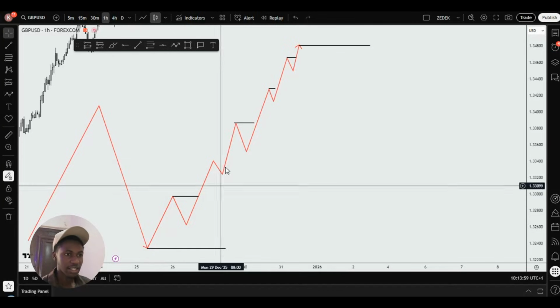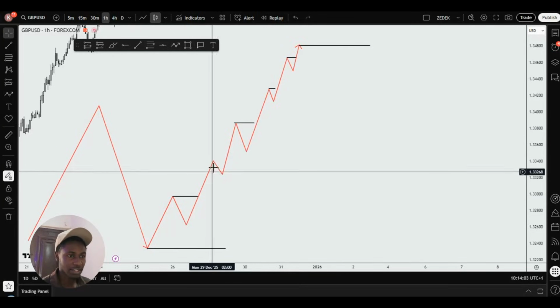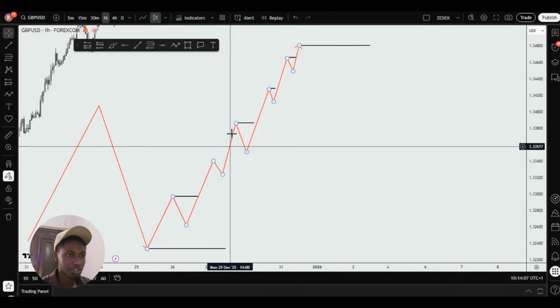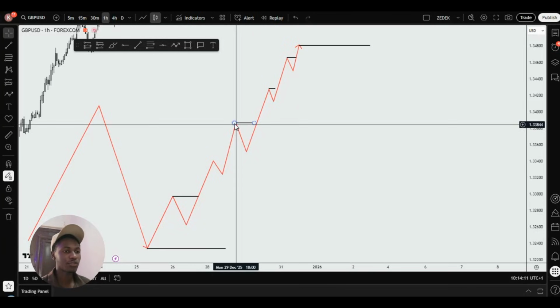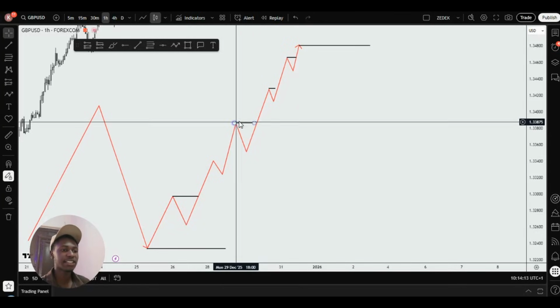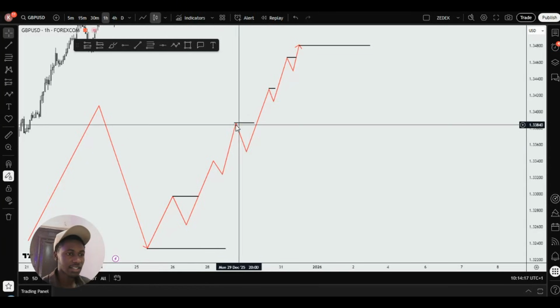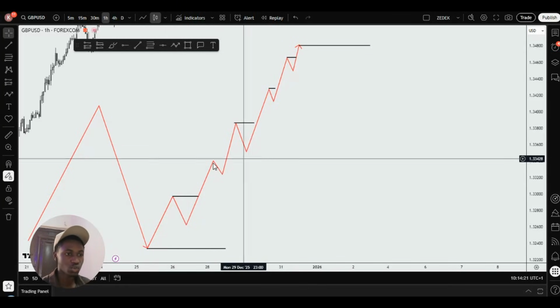So we have this, and then this is the next structure. Even after the creation of this, you are still going to avoid it. Yes, we got a pullback and then a push to the upside, but we are going to ignore it as our structure. We are waiting for another pullback. So we then get another pullback here, which we can see balances the previous valid pullback. So this wasn't the valid pullback.